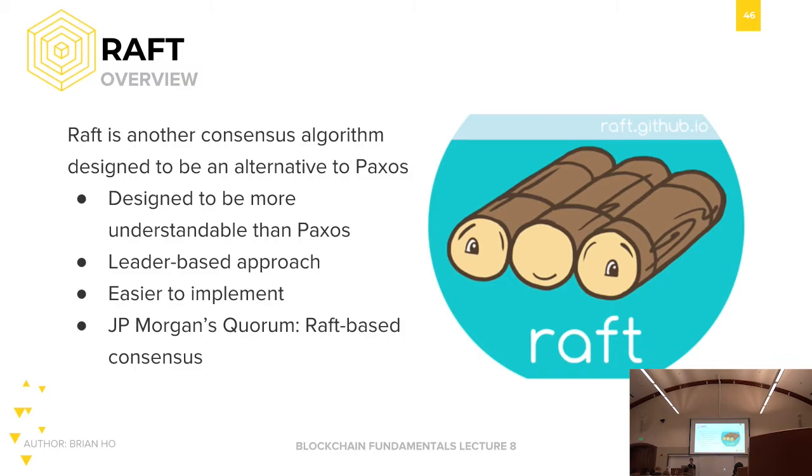There are a lot of different implementations of Raft out there that people use for consensus, and even JP Morgan's Quorum, which is a fork of Ethereum, uses a Raft-based consensus, which is the etcd Raft implementation. So the joke here is that while Paxos is the island that is trying to come to consensus, this is the raft that's trying to leave the island and move away from this confusing algorithm, right?